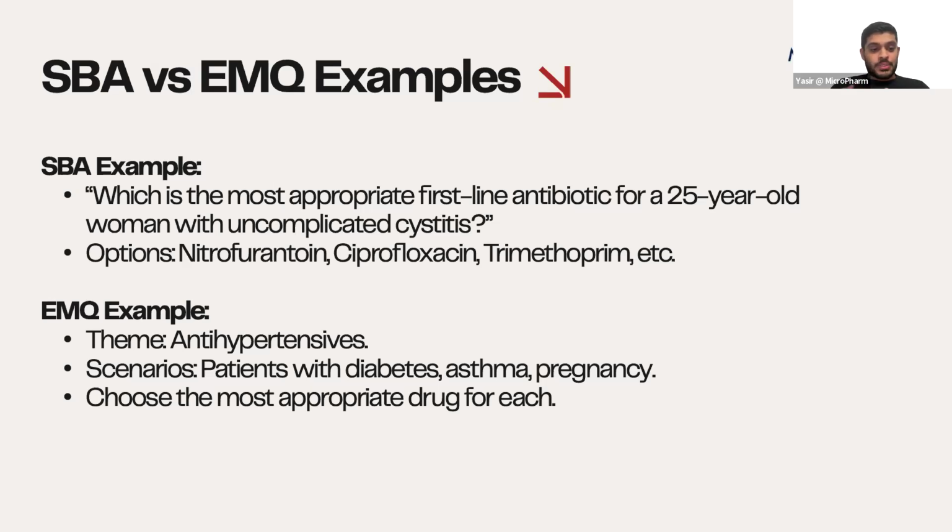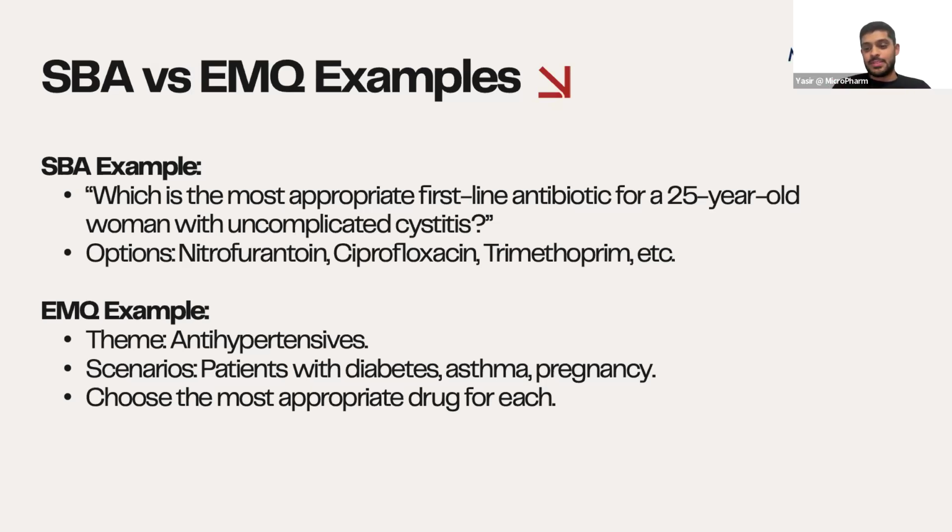For EMQ, you'll get a theme, so antihypertensives. You'll get a scenario, so you'll get different scenarios. So, what about this patient that has asthma? What should we be using? This patient has diabetes. This patient is pregnant. What should we be using? Again, this is a rough example. And then it asks you to choose the most appropriate antihypertensive from 8 options. So you can have multiple scenarios for the same theme.